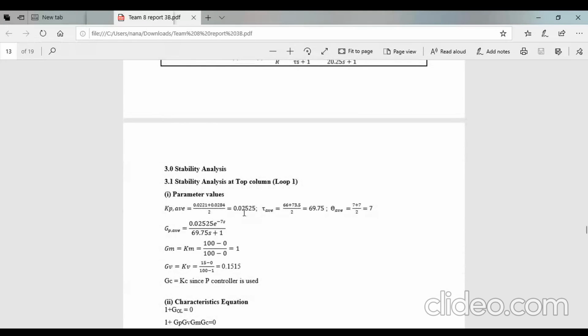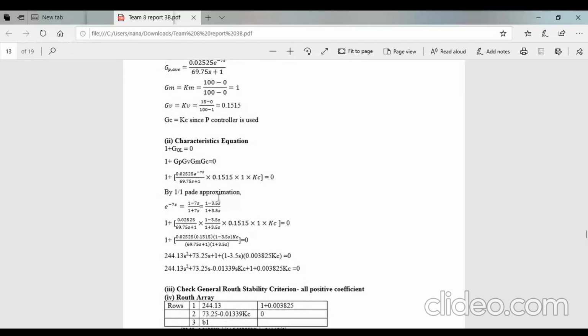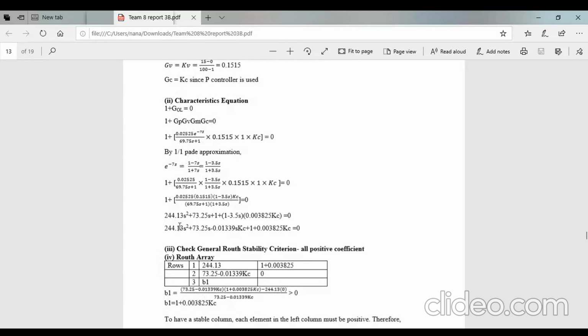For the stability analysis, we have the parameters and the characteristic equation. For the parameter values, we calculate the KP, theta average, and tau average, and obtain GM equal to KM, GV equal to KV, and GC equal to KC since we use a P controller. For the characteristic equation, we use 1 plus GOL equal to 0, or 1 plus GP, GV, GM, GC equal to 0, and obtain this equation.